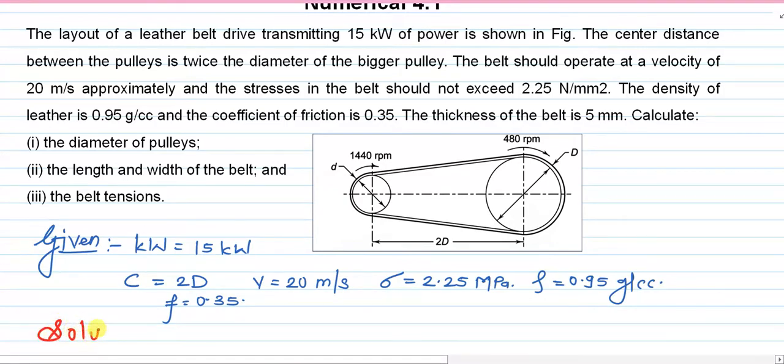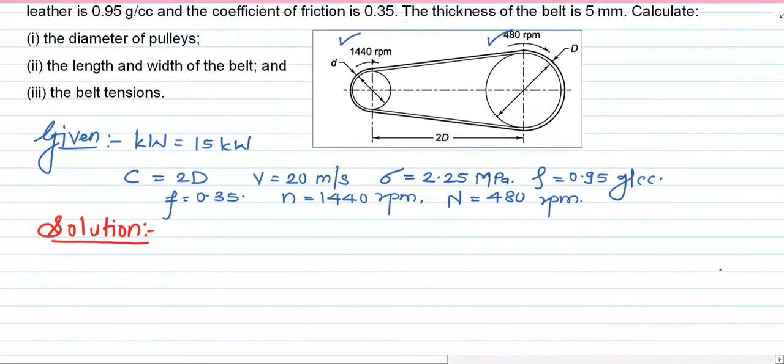So we will need to sort out the things with the help of velocity, because indirectly some given thing is given in the diagram. So speed of rotation of the smaller pulley, small n, is 1440 rpm, while speed of rotation of the larger pulley, capital N, is 480 rpm.